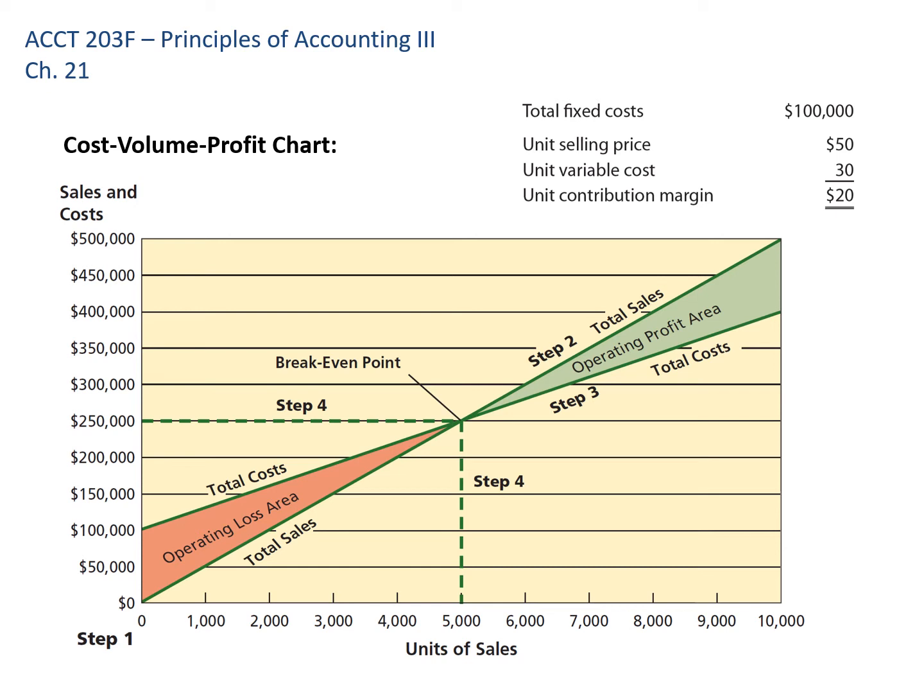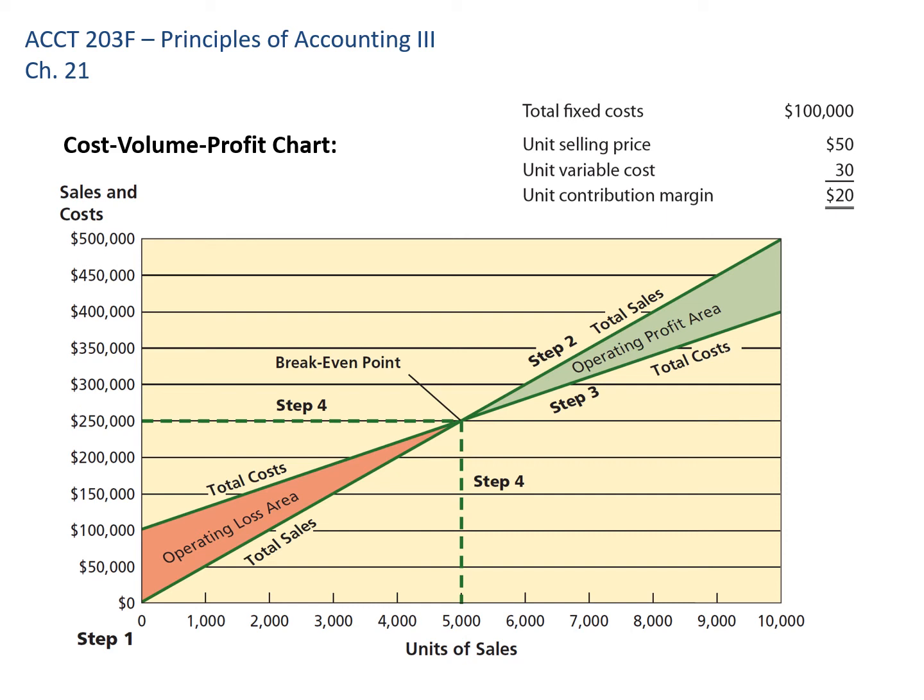Now, just to check my math for fun, I could look up in the upper right corner there and say, well, I've got a unit contribution margin of $20. I've got fixed cost of 100,000. So how many units that each give me a $20 bill do I need to sell to cover $100,000? 100,000 divided by 20 is 5,000. So I can verify the information in my graph that way.